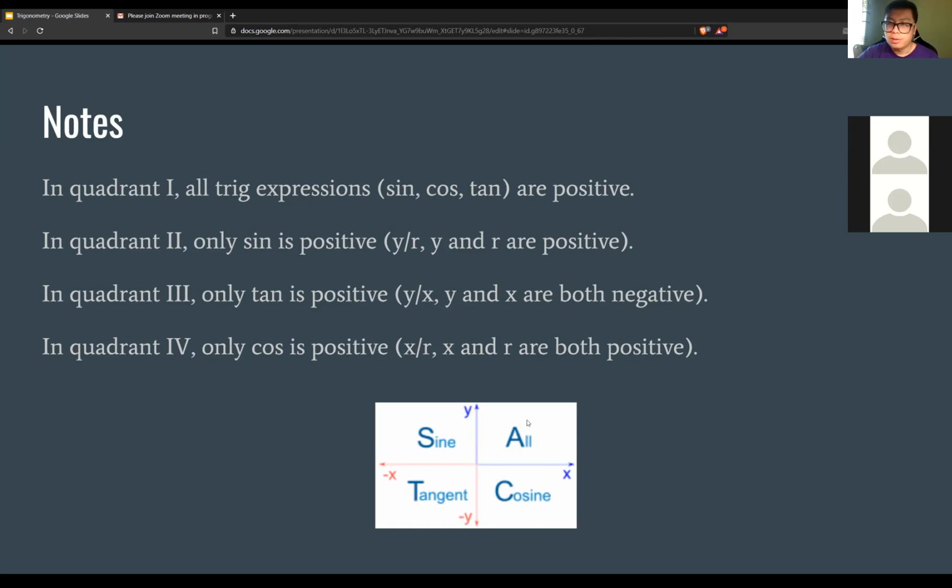So remember, all the trig ratios in quadrant 1 are positive. Sine is positive here. Tangent is positive over here, so negative x, negative y. And cosine is positive over here. So just remember that.